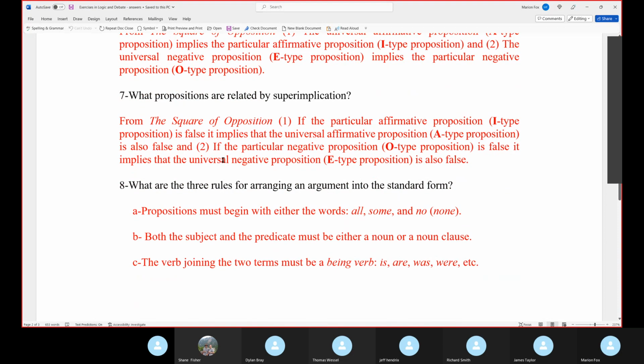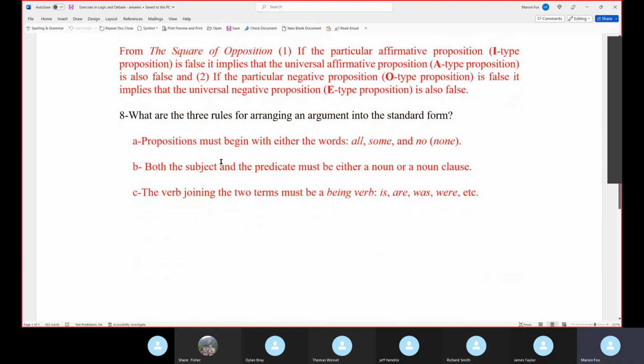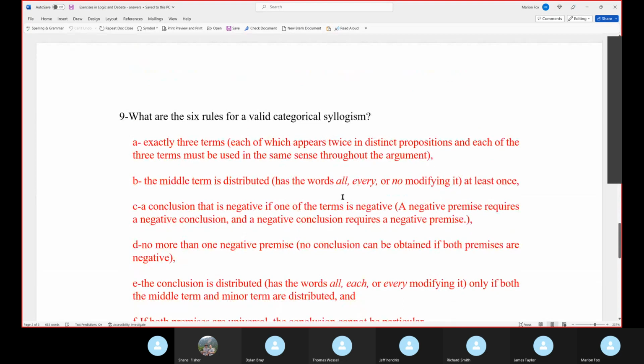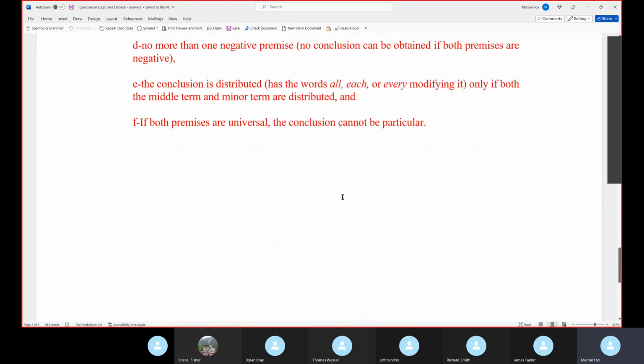Right? The three rules to arrange an argument in standard form: the proposition must begin with the words all, some, or no, or none. Both the subject and predicate must be either a noun or a noun clause. The verb joining the two terms must be a being verb, that is, are, was, were. Appendix F. And I believe our last question is this.